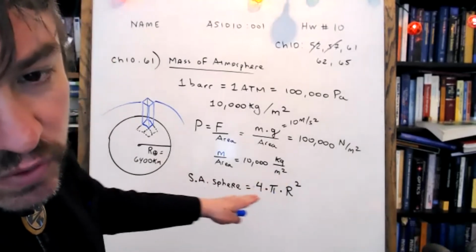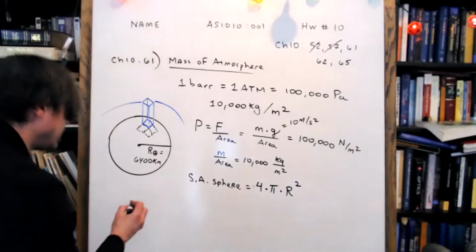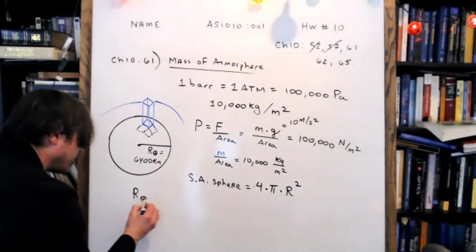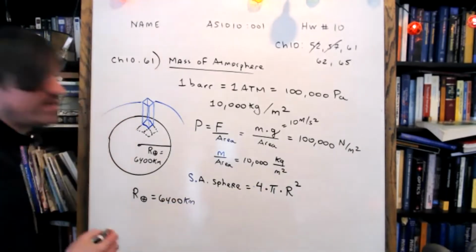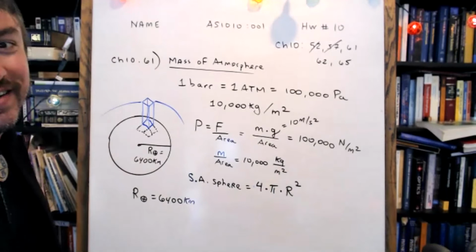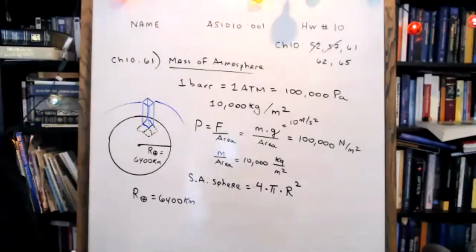Okay, let's work this out in square meters. Class, what is the radius of Earth if it's 6,400 kilometers? Oh, isn't Ian our resident dimensional analysis expert? How do I convert from kilometers into meters?